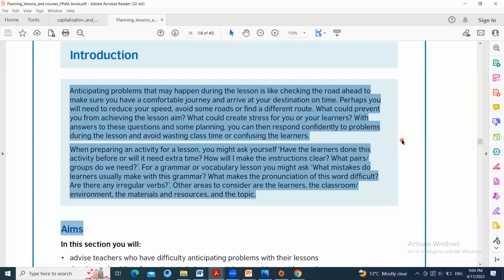When preparing an activity for a lesson, you might ask yourself, have the learners done this activity before, or will it need extra time? How will I make the instructions clear? And what pairs or groups do we need?